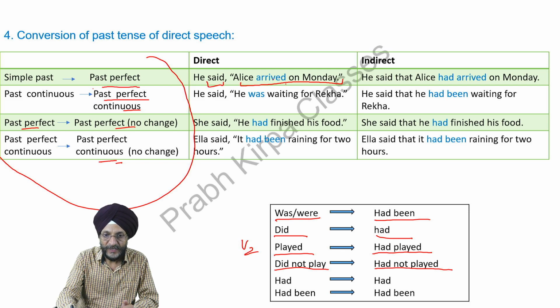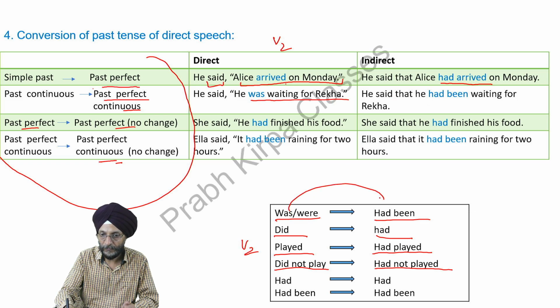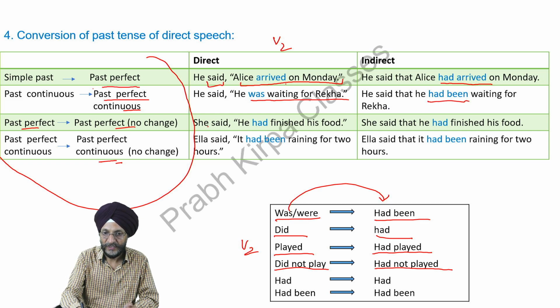He said Alice arrived on Monday. Here, arrived is the second form of the verb. You will see that we will change it into had arrived. Alice said he had arrived on Monday. He was waiting for Rekha. He said that was is to be converted into had been. He had been waiting for Rekha.